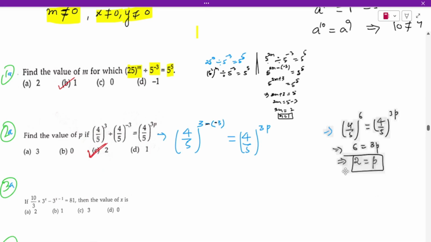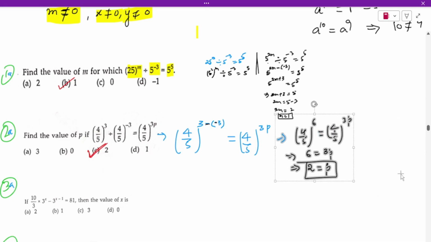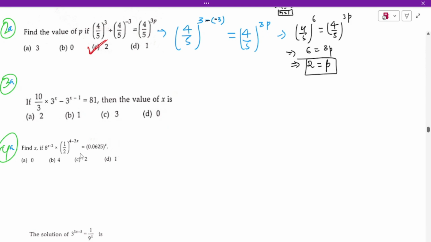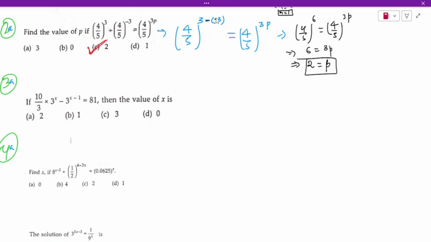Okay, so now let's see how we can solve this question. Question number 3, we have to find the value of x. We are given 10 by 3 times 3 to the power x minus 3 to the power x minus 1 is equal to 81. So here we can find that this is 10 by 3 times 3 power x minus 3 to the power x minus 1 is equal to 81.